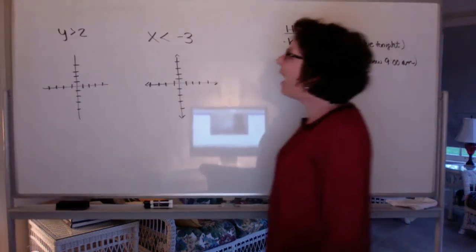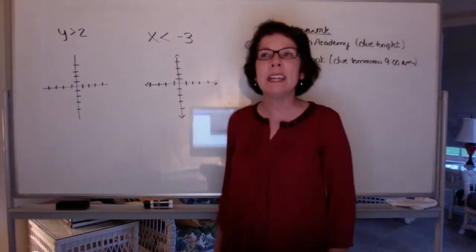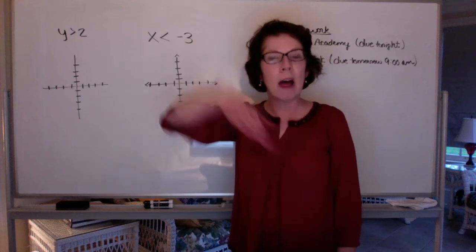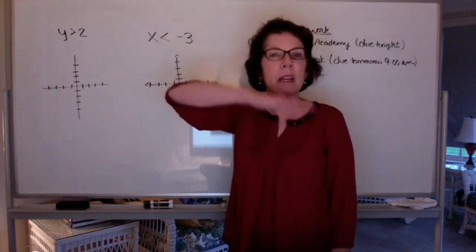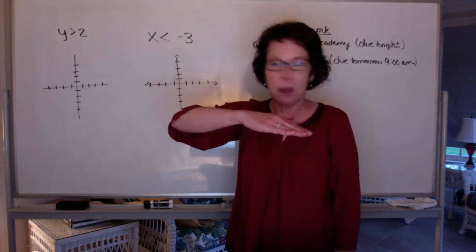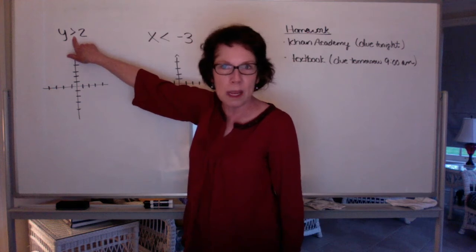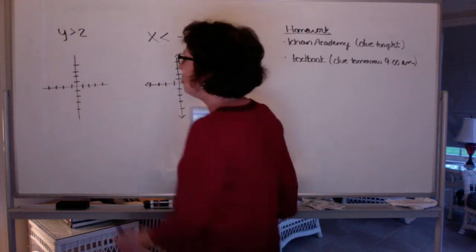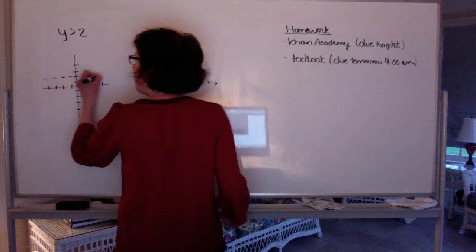Okay, y is greater than 2. Well, what is y is equal to 2? Is it a horizontal line or is it a vertical line? y is equal to 2 is a horizontal line that intersects the y-axis at positive 2. Is this equal to 2? No, it is not. And so we choose a dashed line. Let's draw the dashed line.